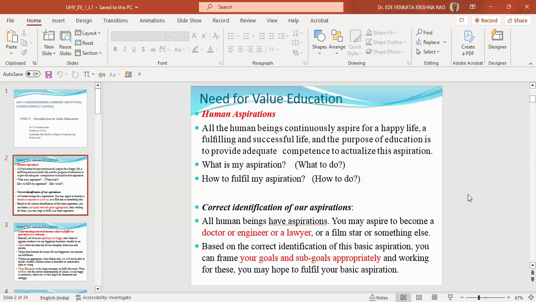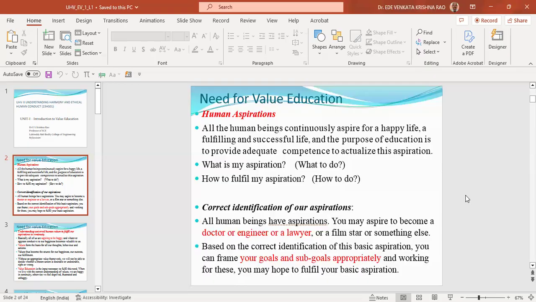The human being has some aspirations, those are all called human aspirations. Every human being has some goals and aspirations to fulfill their life and to live a happy, successful life. And you have to ask your question, what is my aspiration and how to fulfill it. So what to do, how to do. So you have to identify the aspiration.